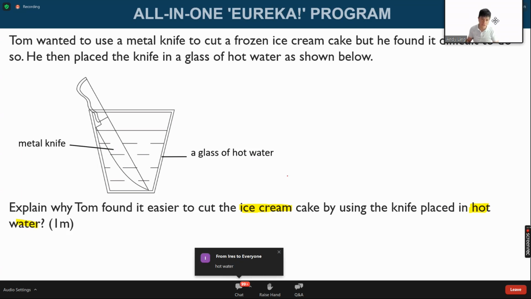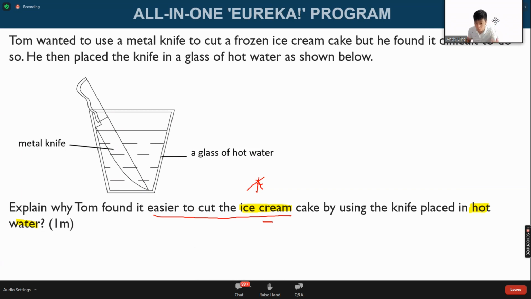The answer is actually towards the ice cream. We are moving towards the ice cream. Remember, we look at the question: explain why Tom found it easier to cut the ice cream. Why? Exactly, the ice cream. Right? You want the ice cream to gain heat, right? So parents, what is the first thing that we need to do?